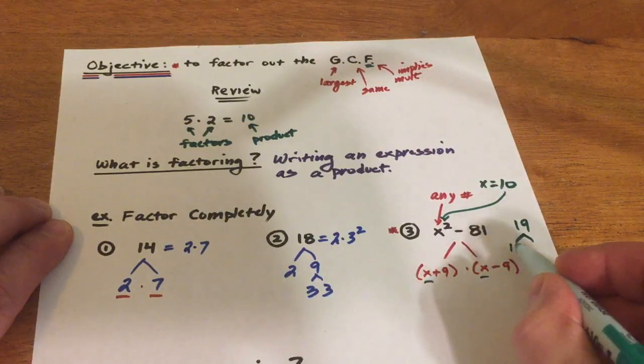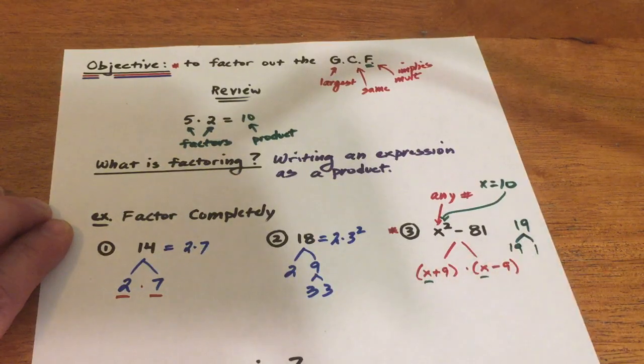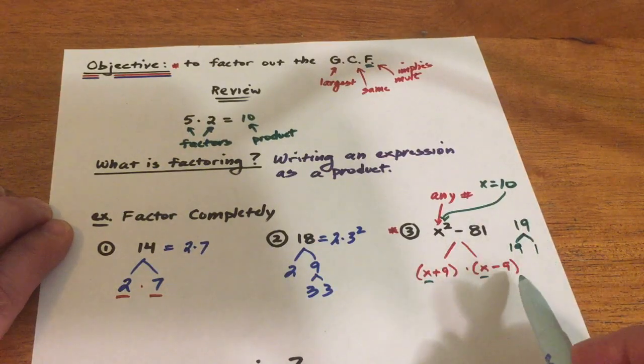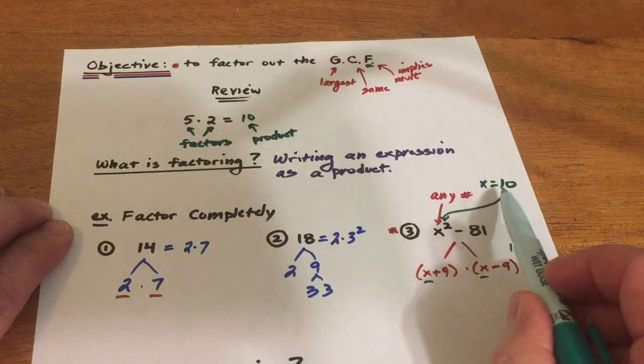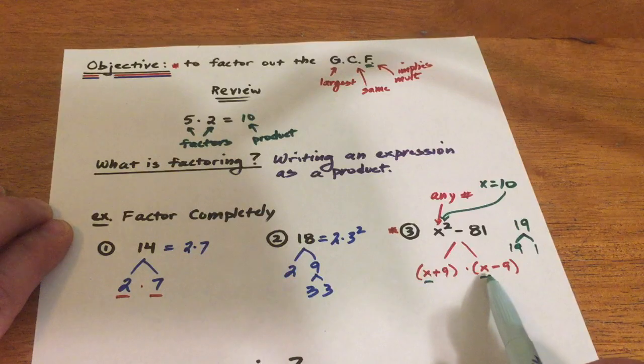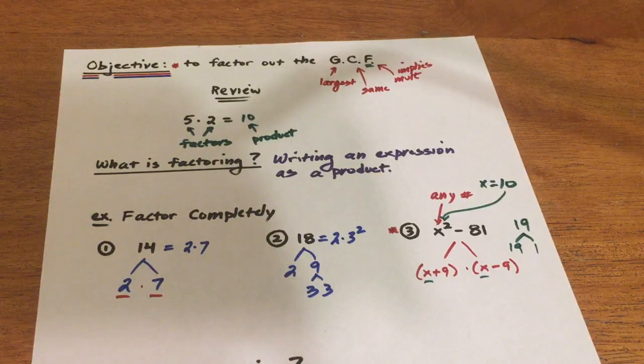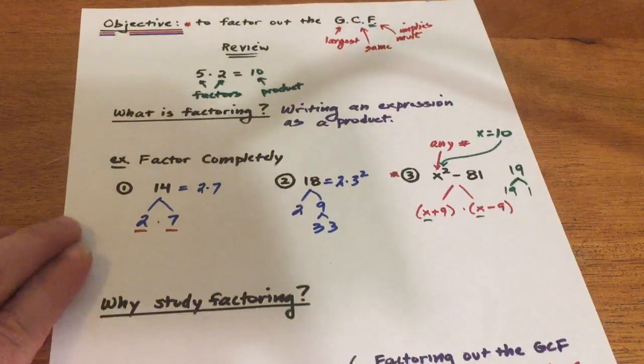That gives us 19. What's 10 minus 9? That gives us 1. And whatever number you choose for x, when you substitute it in here and also in here and here, it will always work. Isn't that neat? Now, not only is factoring neat and it gives you some interesting things to think about, factoring is very, very important in math.